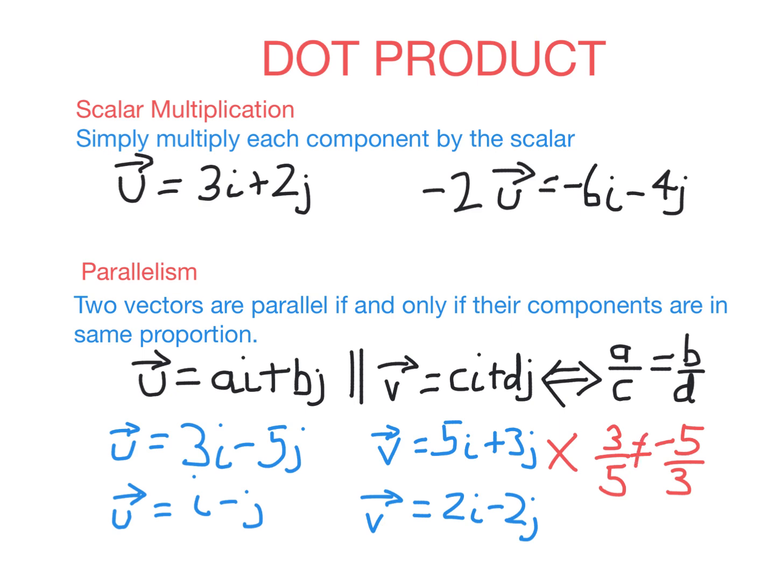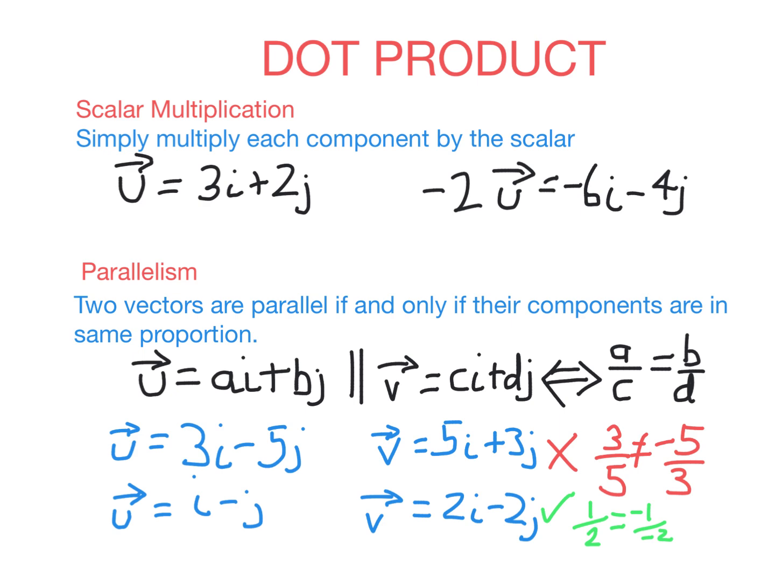On the other hand, for u and v down here, these two vectors are parallel. This is a scalar multiple of this. To get v, we've just multiplied u by the scalar 2. So to test it formally, we have 1 over 2, x component over x component. The y component over y component is -1 over -2. These two are indeed equal, so the two vectors are parallel.